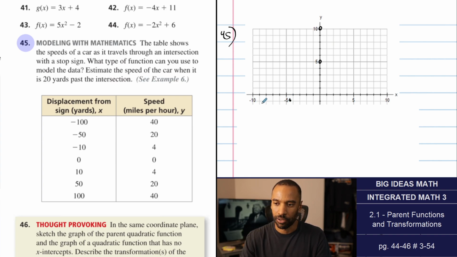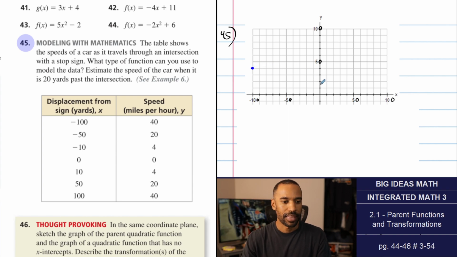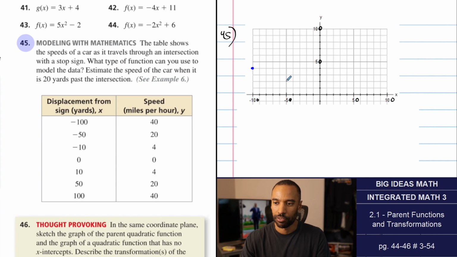We're just changing the scale. -50, -100, 50, and 100. All right. X is displacement in yards. So we're at -100. We're at 40. So -100 yards from there, our speed is 40 miles an hour. And then -50 yards from it, we're at 20 miles an hour. And then 10 yards from it, we're at 4 miles an hour. And then we stop. And then we go this way.